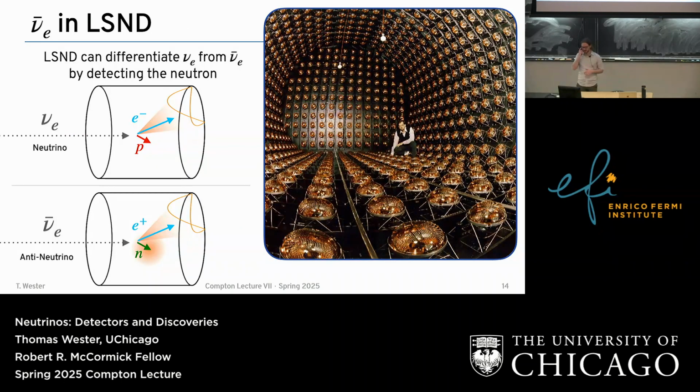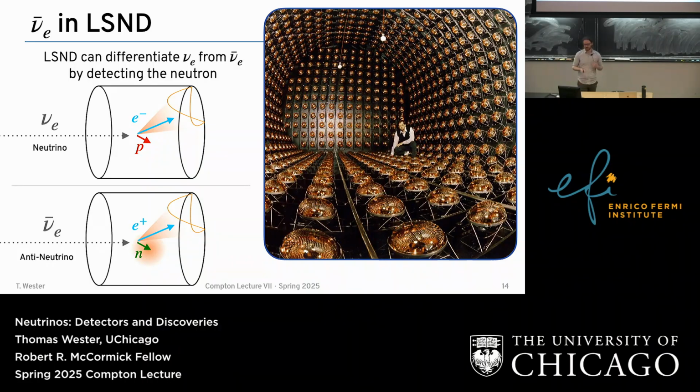So LSND could actually detect these anti-electron neutrinos if they existed. And the way that worked is by using a feature of the detector material. So in the case of neutrinos, when the neutrino interacts, it produces an electron with a minus charge and also a proton. That proton is usually too low energy to make any Cherenkov light, so it's usually not seen. But that electron produces the Cherenkov light. In the case of antineutrinos, though, you have a positron, which identically looks like the electron in this kind of experiment, because the Cherenkov light doesn't care about the charge of the particle that's producing it.